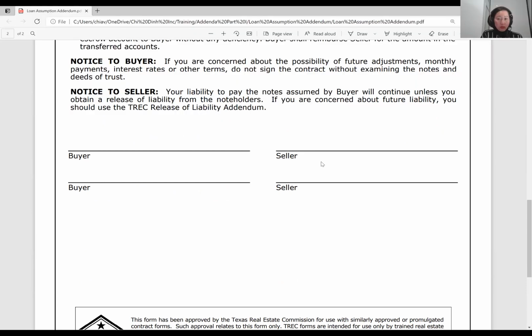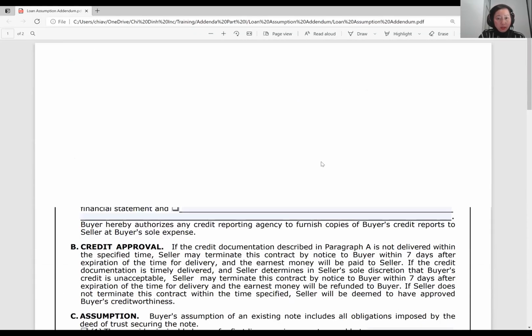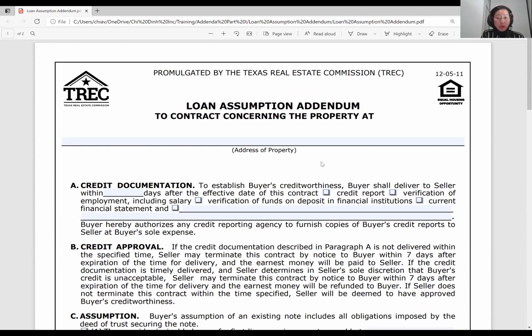Now, that is the overview of the loan assumption addendum. And again, if you have any questions or anything unclear, I request that you talk to your mentor and broker.